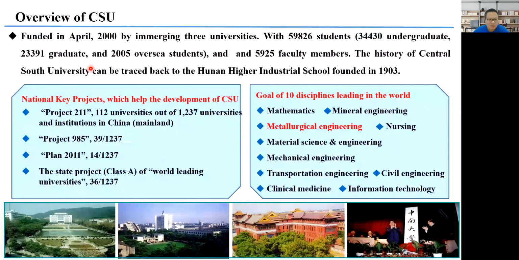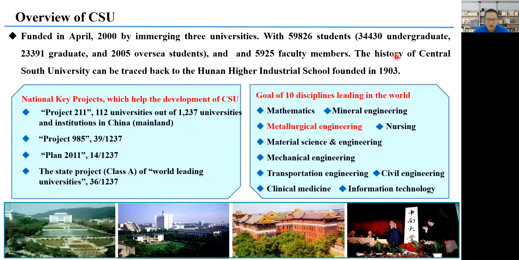Central South University was founded in April 2000 by merging 3 universities. As you can see from my slide, the total number of students in our university is around 60,000, and half of them are undergraduate students. We have 23,000 graduate students, including master's and doctoral students, and around 2,000 overseas students, and around, I think, 40 students from Indonesia. We have around 6,000 faculty members, and I am one of them.